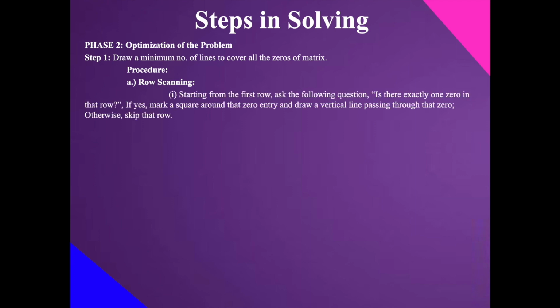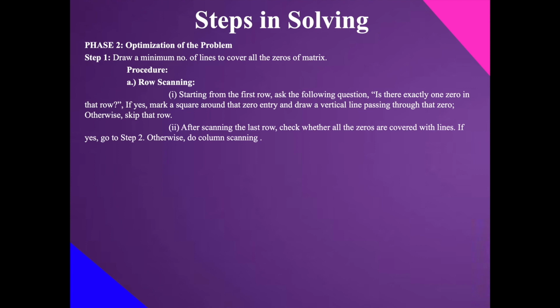For the row scanning, we should start from the first row. Ask the following question: is there exactly one zero in that row? If yes, mark a square around the zero entry and draw a vertical line passing through the zero. Otherwise, skip that row. For the second part of the row scanning, after scanning the last row, check whether all the zeros are covered with lines. If yes, go to step 2. If not, do column scanning.